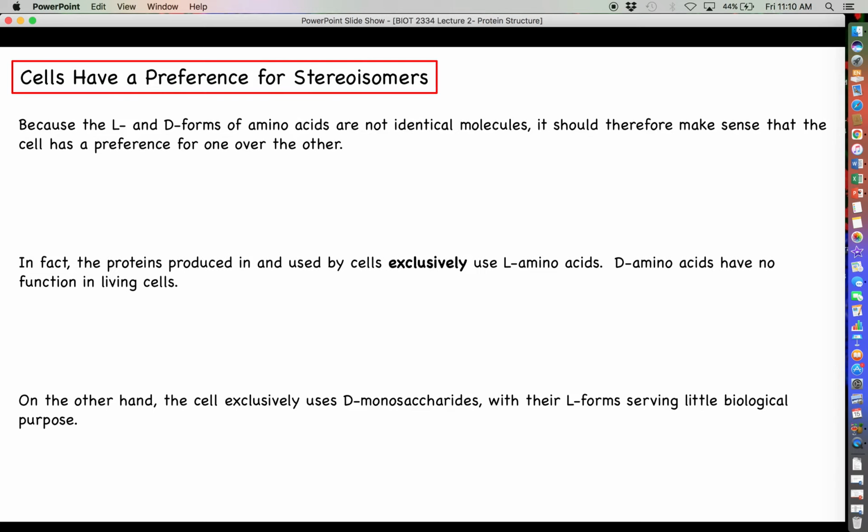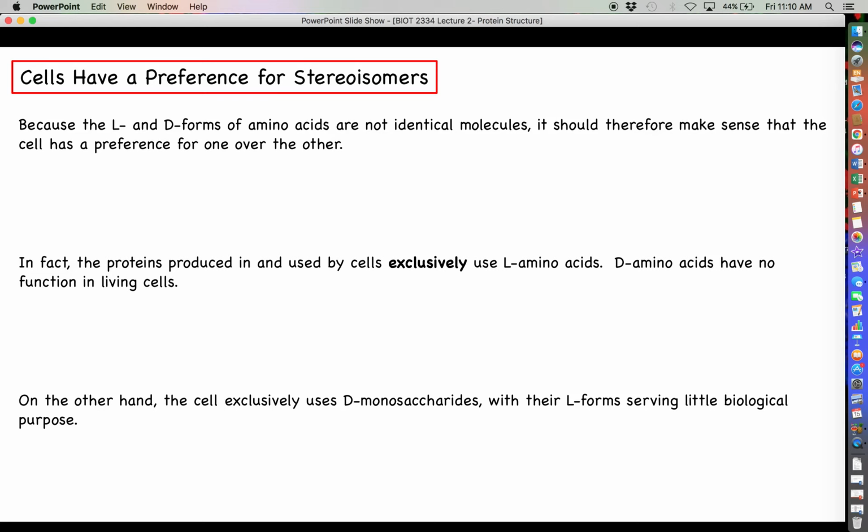So what you're probably thinking at this point is, man, what a pain, right? Not only do we have 20 different amino acids, 19 of them actually have 2 different forms. You could almost argue that we don't have 20 amino acids, we've got 39 amino acids, right? So what a pain in the rear, man. Well, here's the good news.